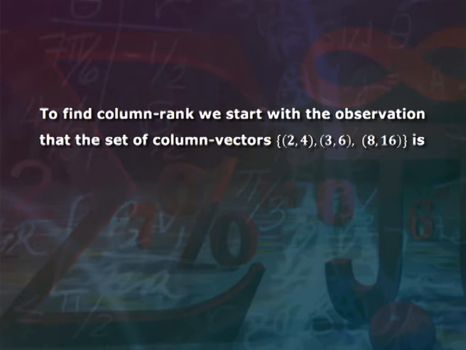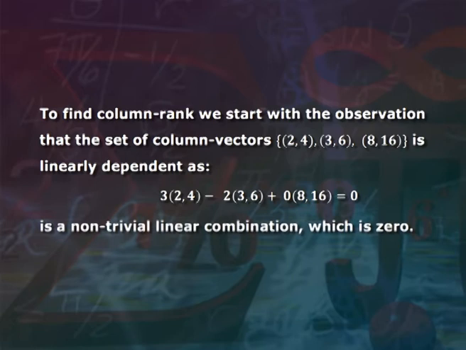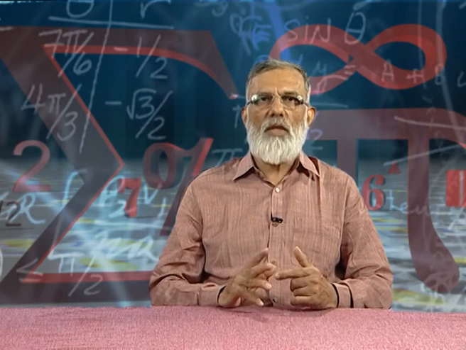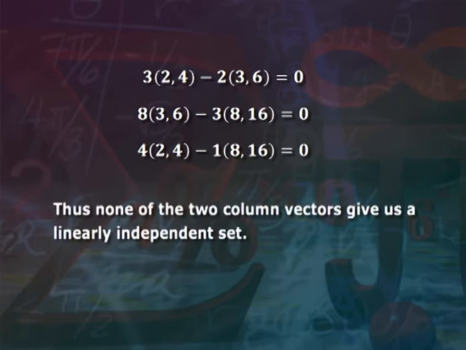To find column rank, we start with the observation that the set of column vectors, the set consisting of 2, 4, 3, 6, 8, 16 is linearly dependent, as 3 multiplied by 2, 4 minus 2 multiplied by 3, 6 plus 0 multiplied by 8, 16 is equal to 0, is a non-trivial linear combination which is 0. Next, we have to see if we can find two vectors out of these 3 which form a linearly independent set. But that also is not possible, as we see all these 3 combinations of choosing 2 out of them is giving the non-trivial linear combination equal to 0. Thus, none of the two column vectors give us a linearly independent set.